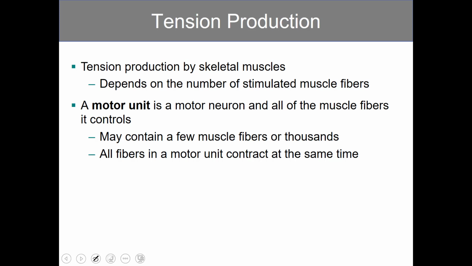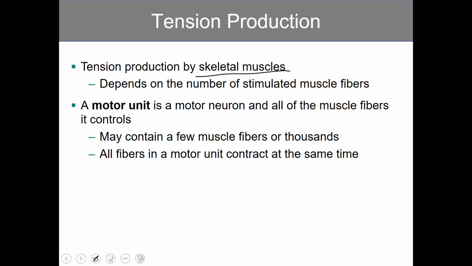Tension production in individual skeletal muscle fibers is great, but it's not how we operate. We operate with whole skeletal muscles. So let's sort of switch our focus from individual skeletal muscle fibers to whole muscles. And the tension that an entire skeletal muscle can produce depends on the number of stimulated muscle fibers that are contracting. For this, we have to sort of define motor unit.